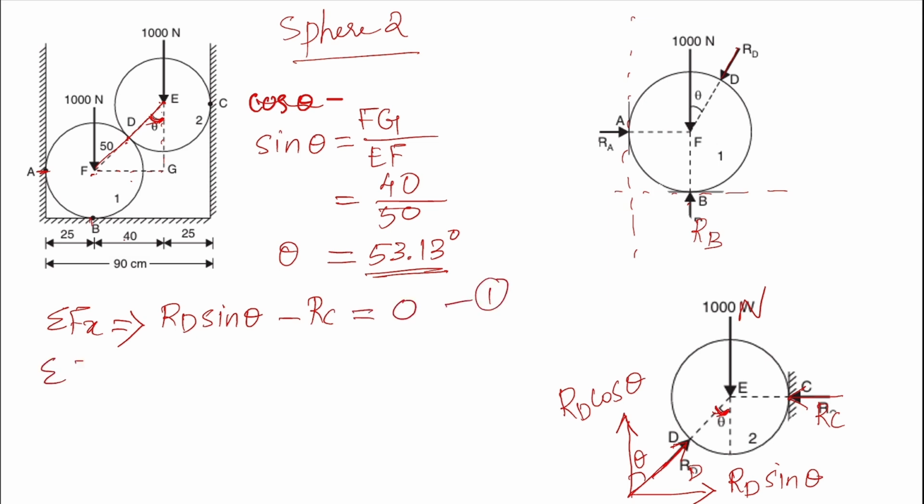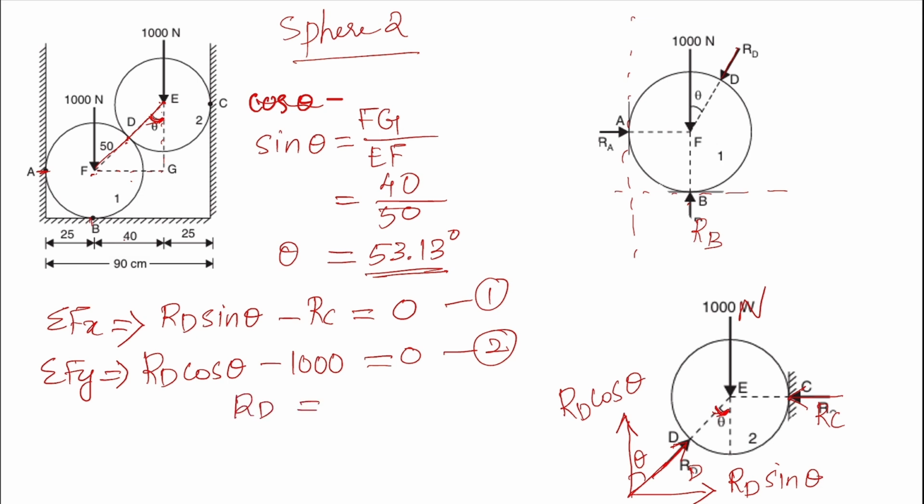Then second we are going to consider sigma Fy equal to 0. So sigma Fy, we have a vertical component RD cos theta upward, so it is positive. Then 1000 Newton is downward, so it is negative, equal to 0. This is equation number 2. Look, in this second equation we have only one unknown, that is RD. So from this we can find out RD. RD is equal to 1000 divided by cos theta.